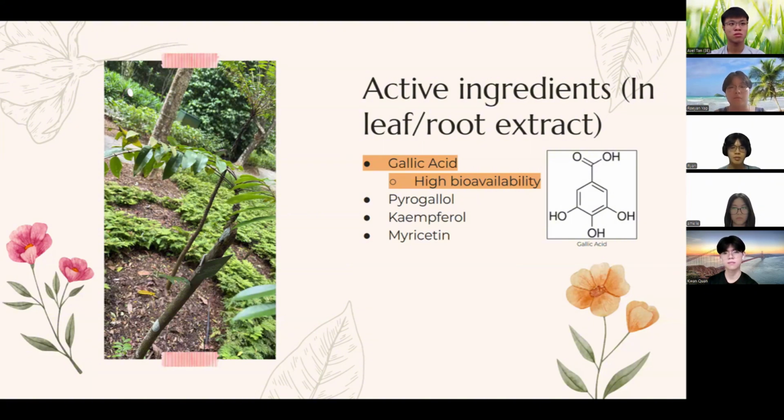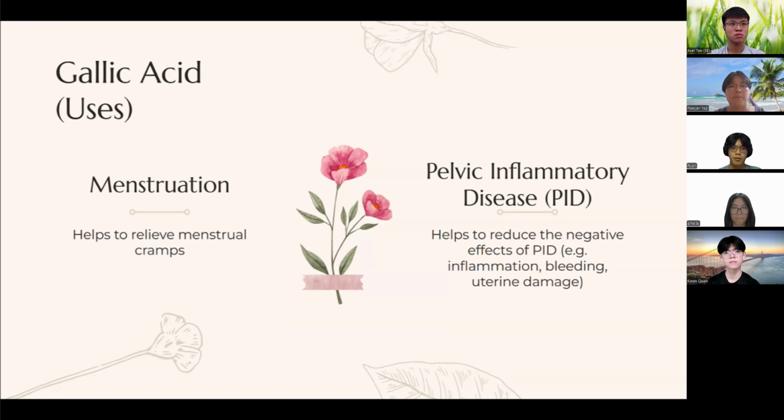However, the main active ingredient in the extracts is gallic acid, as it has high bioavailability as compared to the rest. Now, the uses for gallic acid in Labicia pumila extract is mainly for menstruation, by helping to relieve menstrual cramps, and to treat pelvic inflammatory disease by helping to reduce the negative effects such as inflammation, bleeding, and uterine damage.